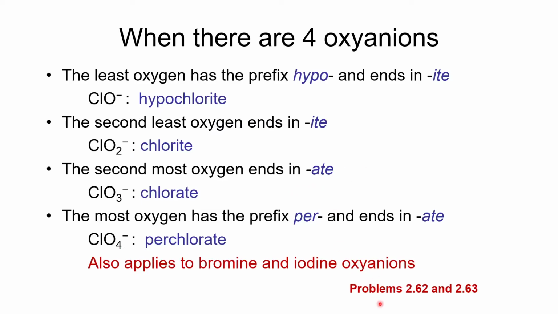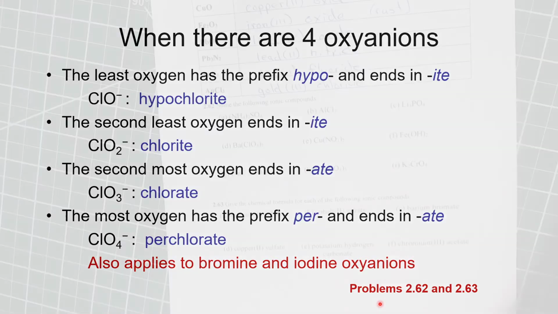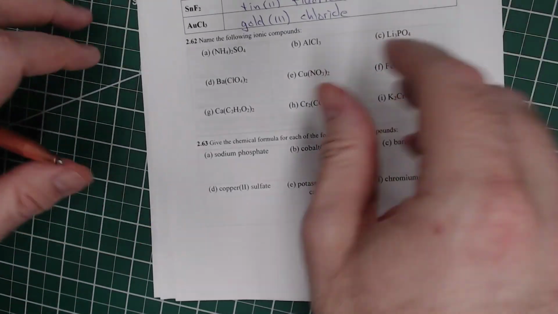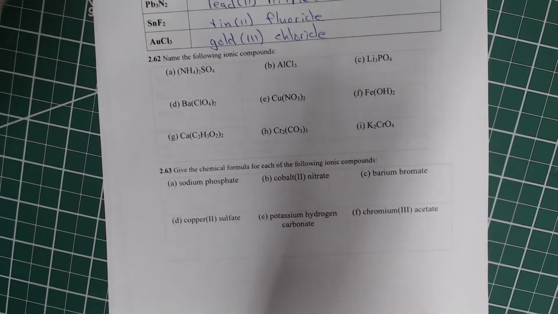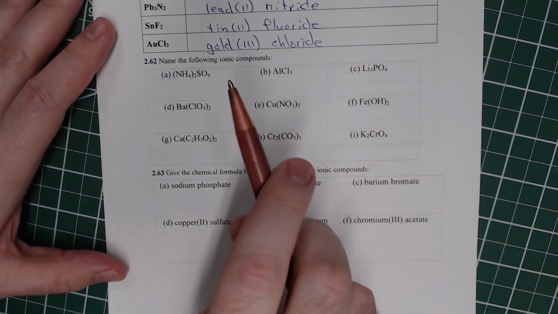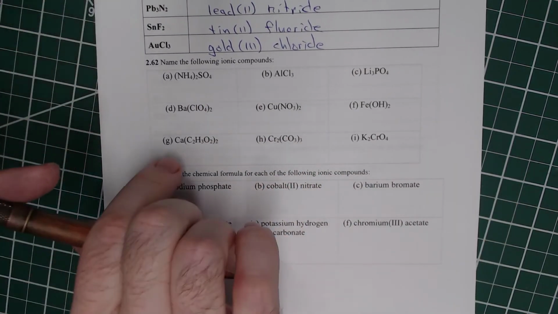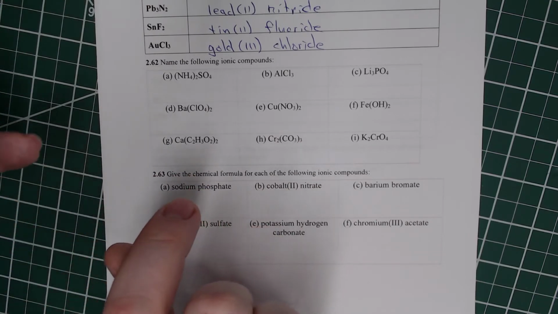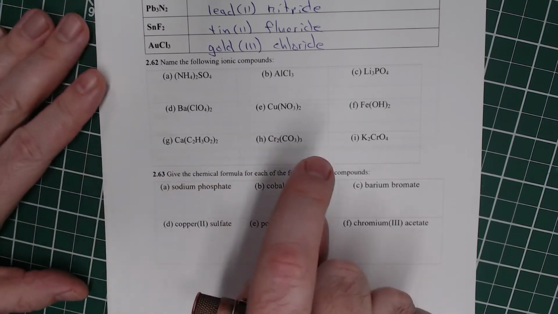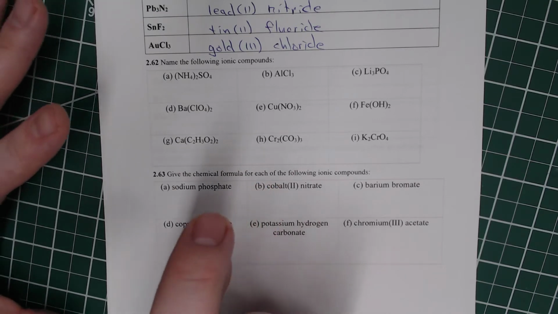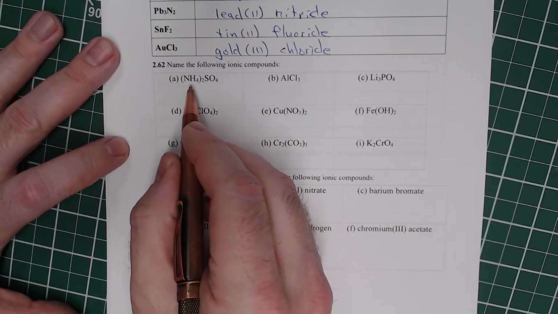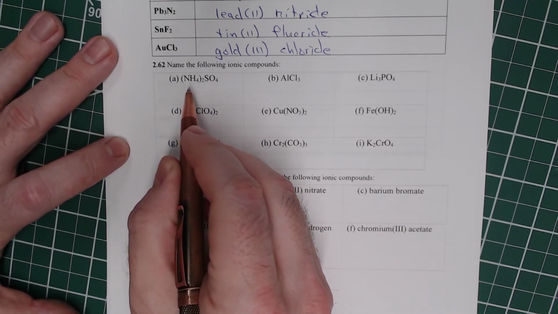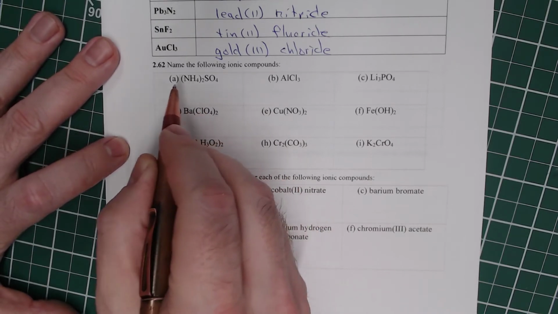All right, so we want to look at numbers 62 and 63. And this takes a little bit of time on these, because we've got polyatomic ions in here. We've got some of the metals need the Roman numeral and some of the metals don't. So we have to look at everything. Now, if you recognize what the ions are, then naming this is really, really easy.